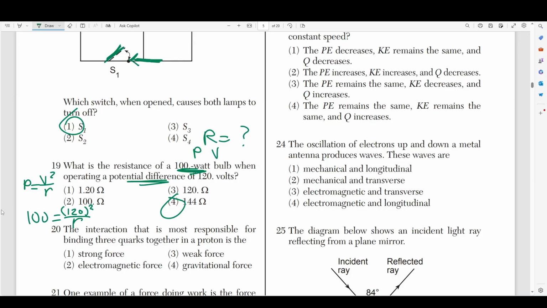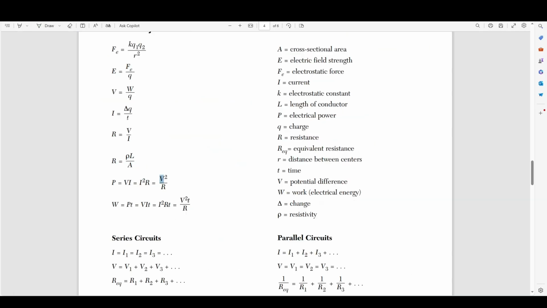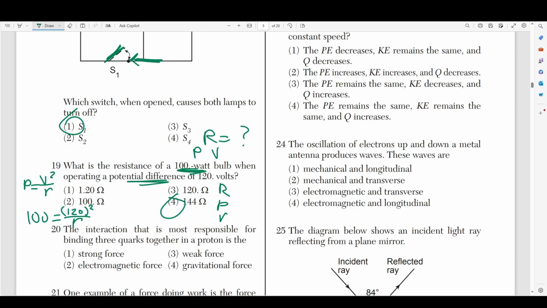Great. Okay, so now we're moving on to number 20. I hope this made sense. Pretty much whenever you're unsure about something, always write down what you're trying to solve for. Here we tried to solve for resistance given our power and our voltage. So all I did here was look for what had power, voltage, and resistance, or all those letters combined.